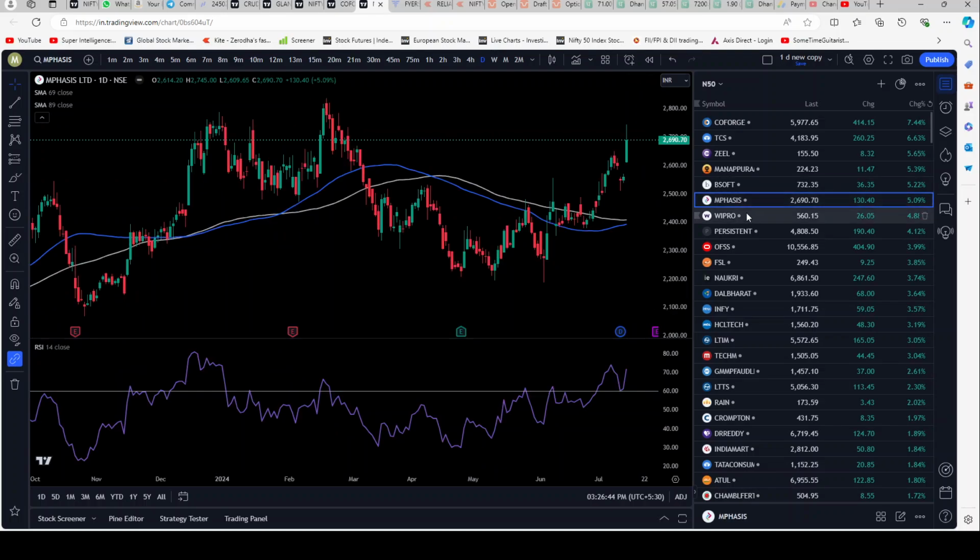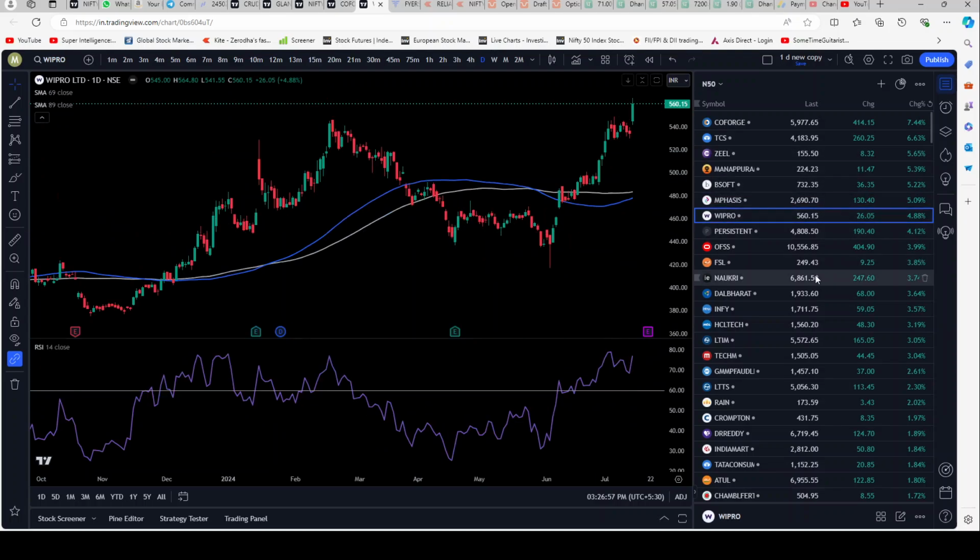Mphasis, same thing. All these tech stocks are doing the same thing. Here it's broken out. You see 69, 89 both are crossed. Here RSI has gone above 60. It comes down to retest the RSI. It's again breaking out. So I think there is a little more rally left in tech stocks.